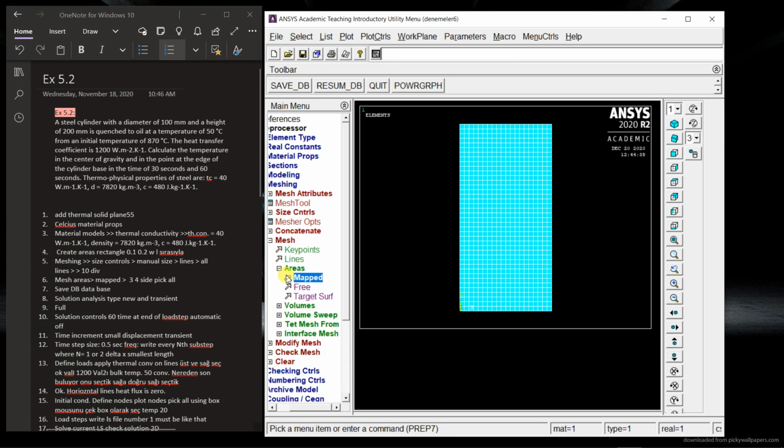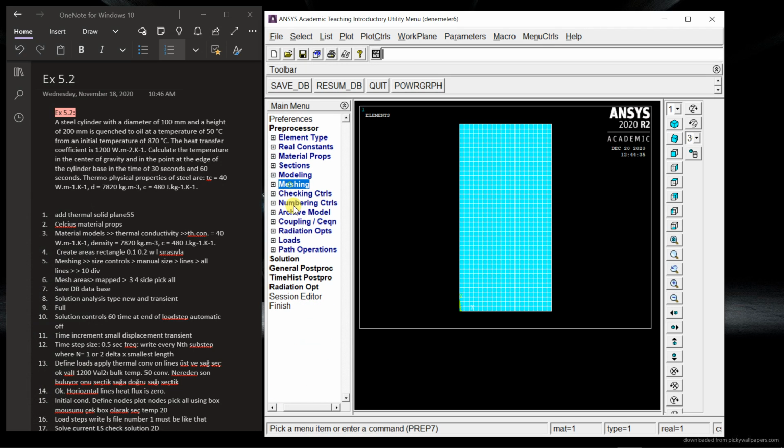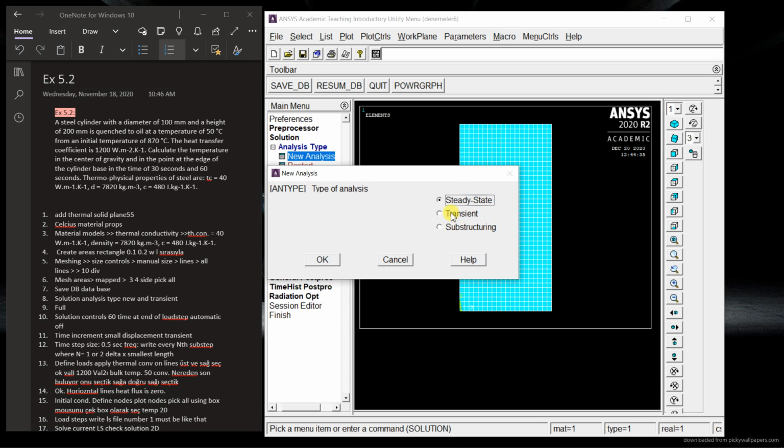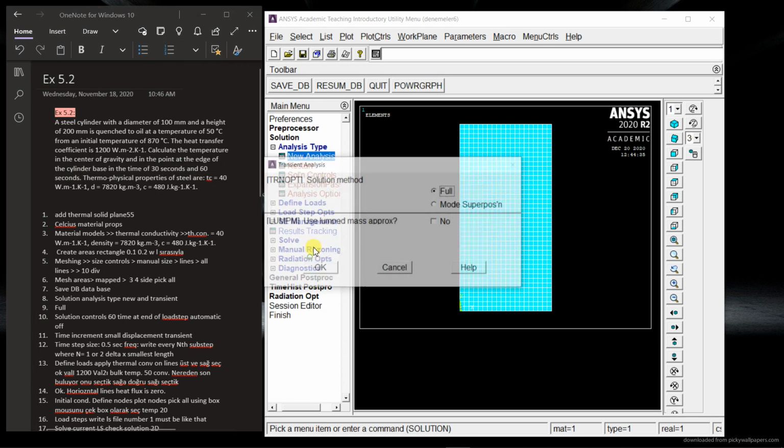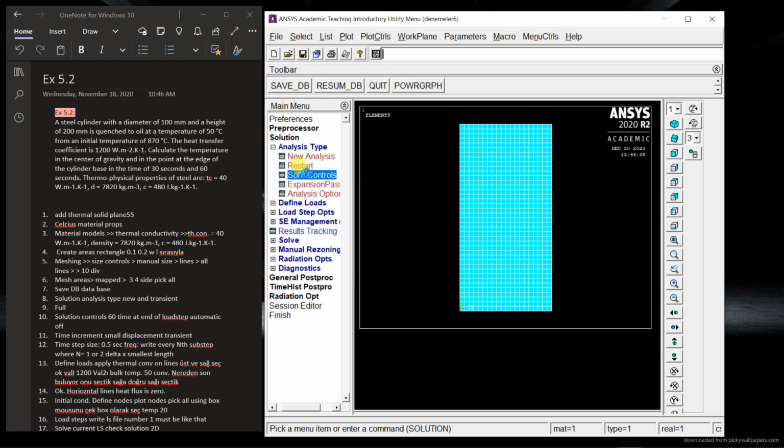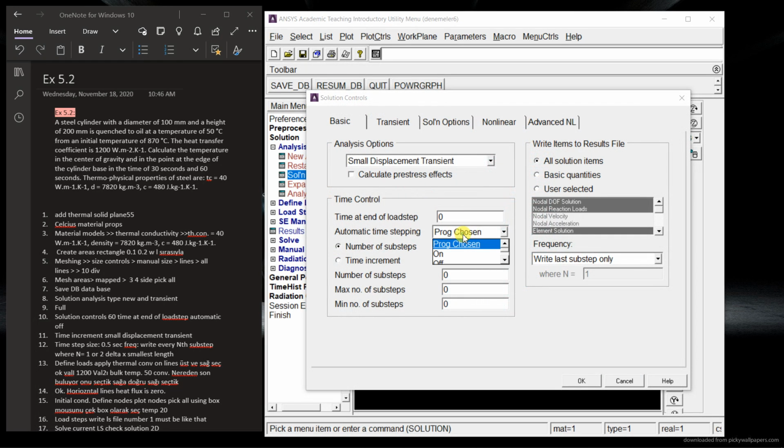So okay, that's it. So the other part we are going to solution. So analysis, new analysis. So this is transient. Look at here, we have 30 seconds and 60 seconds here. Okay, so it's okay, then full. Okay, so next part, solution controls, we are going to define here this time. So what is our time? Here's the 60 seconds. So this unit is seconds, so time increment.